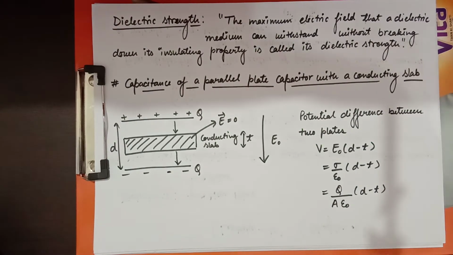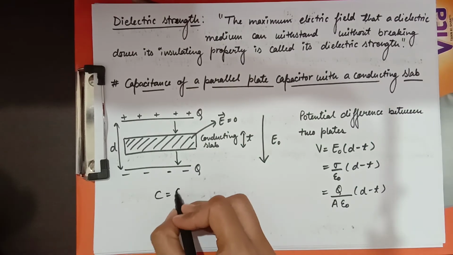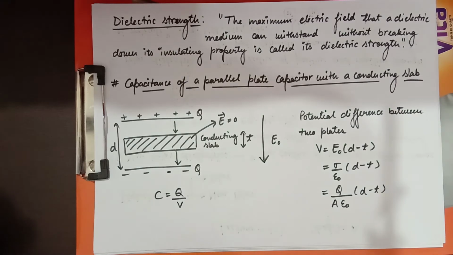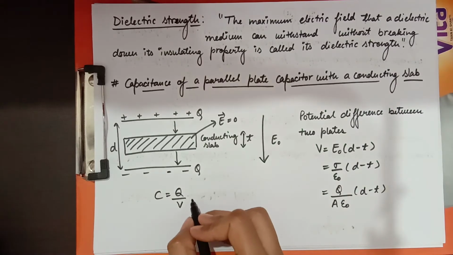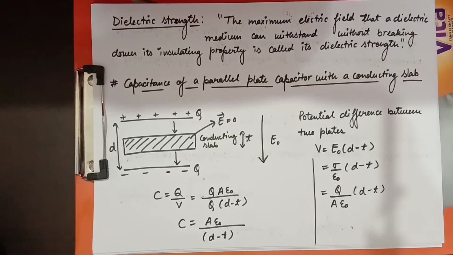As in this derivation we are calculating the capacitance of a parallel plate capacitor, to introduce the term capacitance in this formula, we know the relation between C and V. C is equal to Q divided by V. So in the place of V, I will write this formula, Q divided by A epsilon naught d minus t. So I get capacitance C is equal to A epsilon naught divided by d minus t.